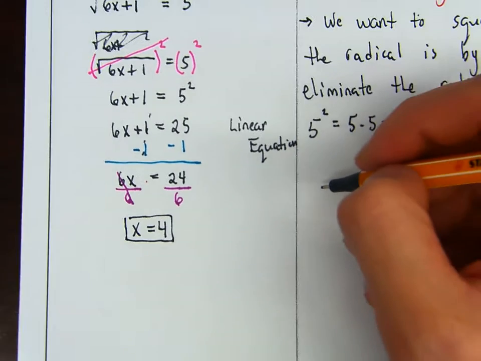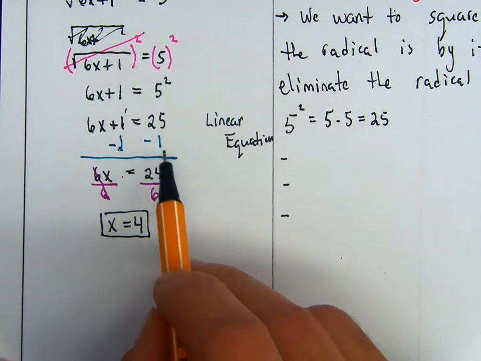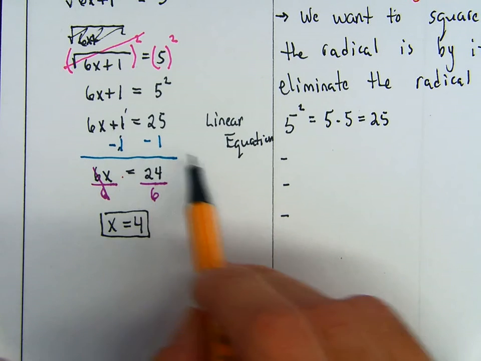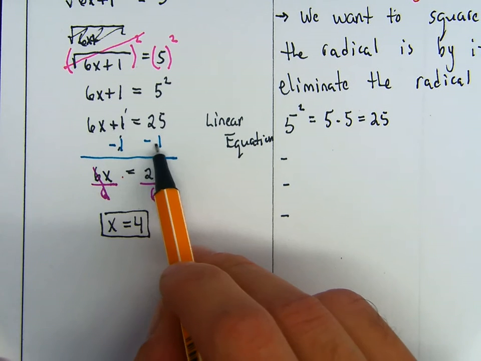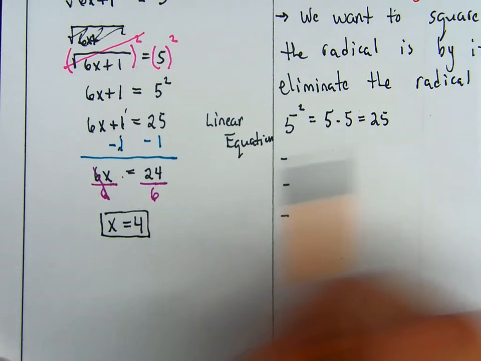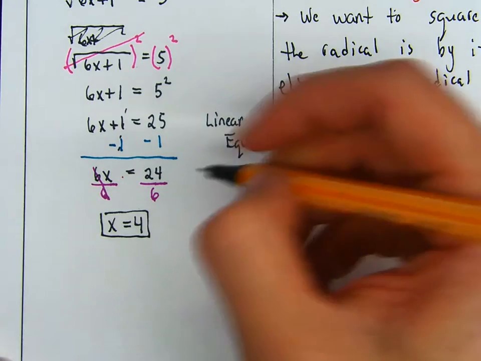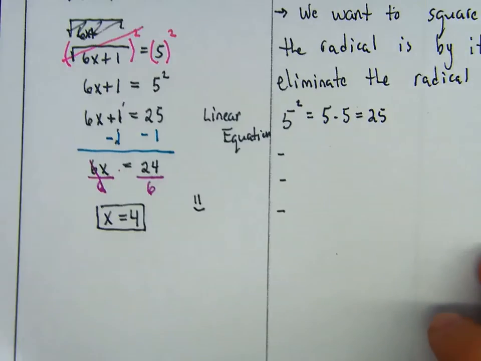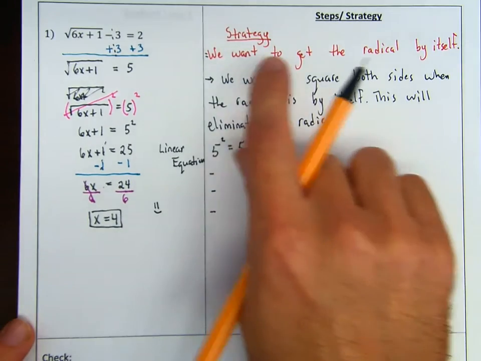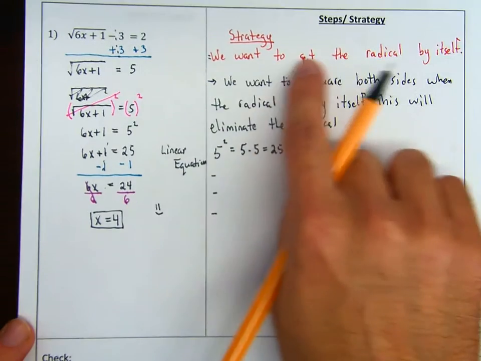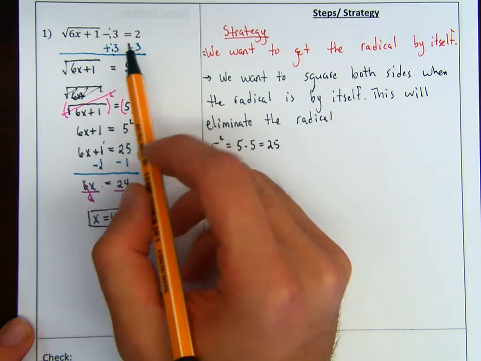Here, what you can do is, I didn't get a chance to write it down, but show these steps step by step. Take your time. First we subtracted 1, then we divided by 6 on both sides. Now we have x equals 4, and that's it. We're done. What I'd like you to do is take a second to review what the strategy was. Let's start from the beginning. The strategy is we want to get this radical by itself. So what did we do?